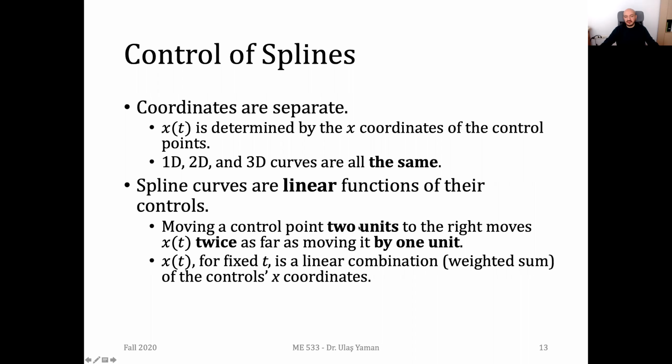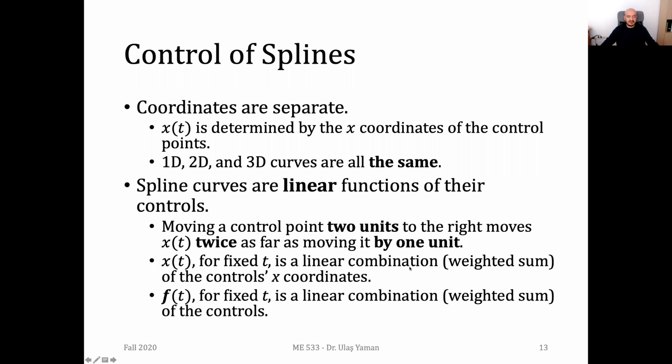And if you double your movement, let's say once you move 2 millimeters, then x of t will move twice the amount it has with the 1 unit of movement, which was 2.5. Now if you multiply with 2, x of t should move to that direction by 5 millimeters. So this is the linear relationship between the controls and the resulting spline. So we can say that our x of t or y of t, or we can simply say the spline is a linear combination of the control points. This is the fundamentals of splines.